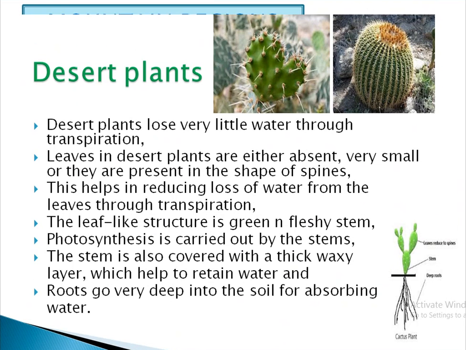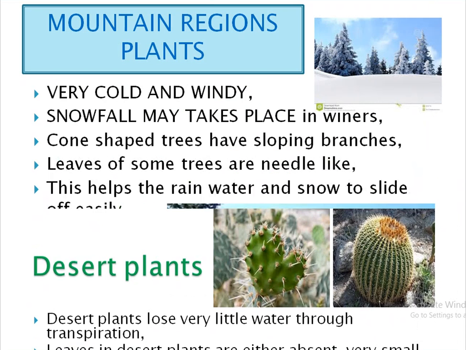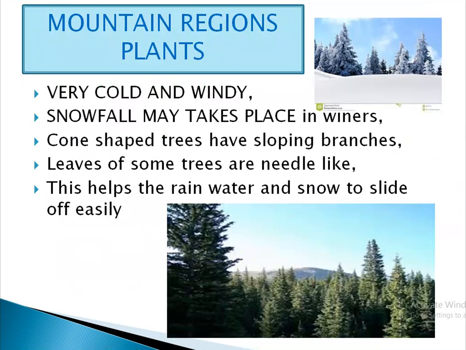Now we move to the mountain region. The habitats are very cold and windy. In some areas, snowfall may take place in winters. Here also a large variety of plants and animals are found. The trees normally have a cone-shaped, sloping structure and needle-like leaves. This helps the rainwater and snow to slide off easily. I think you remember these plants, which we saw in our second slide.